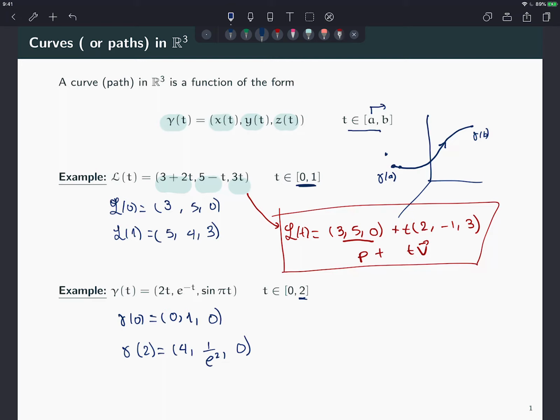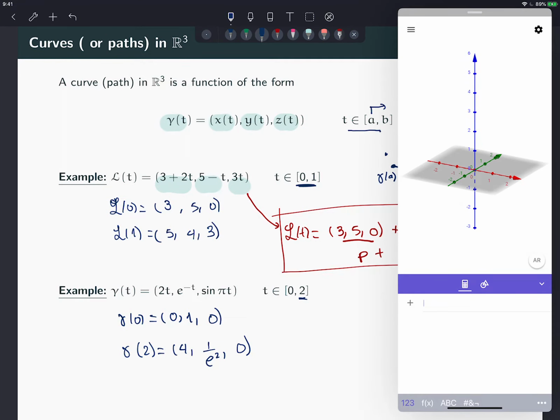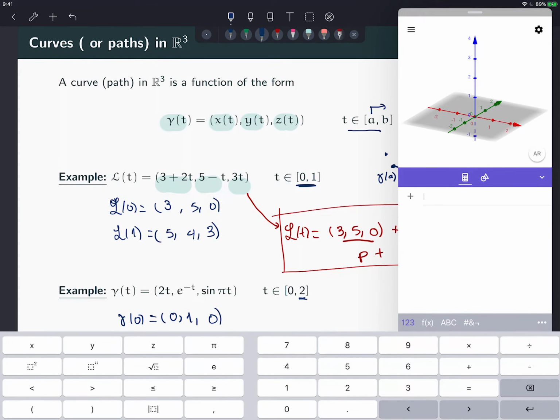Sometimes we can visually see what these curves look like when we have some intuition of what they look like. Sometimes we can't, and we need a lot of experience, a lot of examples to work that out. So this is one that's not easy to see what it looks like, and I'm going to use GeoGebra to look it up. GeoGebra is software that you can download or use in your app. And I'm going to graph the curve.